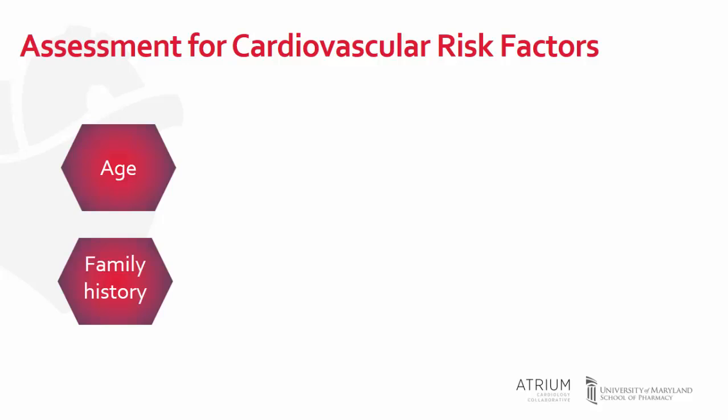Some of our non-modifiable risk factors for patients include a patient's age and a family history. We know that a patient who has a family history of premature cardiovascular disease is going to be at higher risk of developing a cardiovascular event as opposed to somebody without that premature risk. We know that obesity is a risk factor for the development of hypertension, as well as a risk factor for the development of cardiovascular disease.